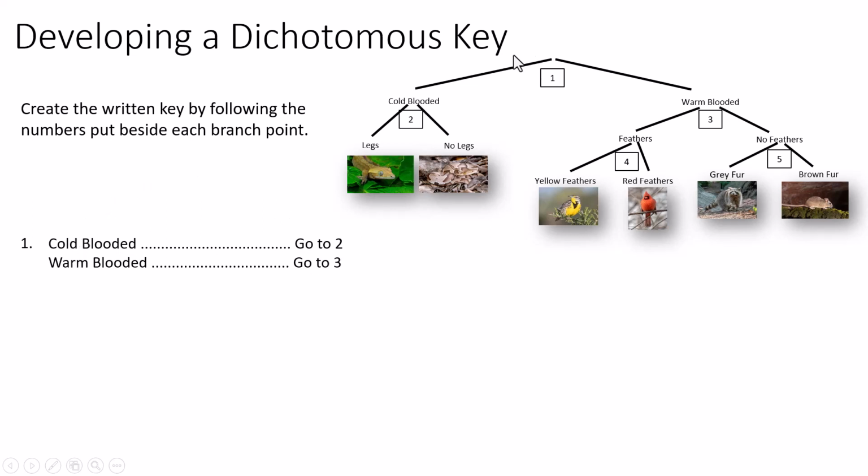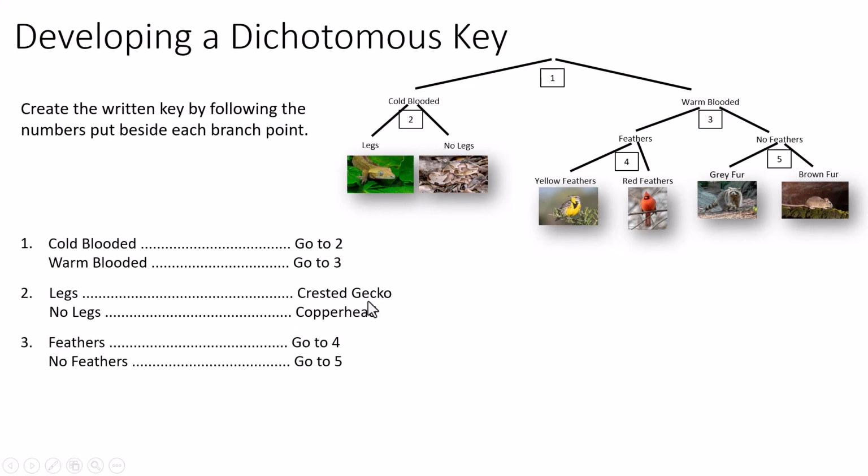Notice 1. If it's cold-blooded, it goes to 2. If it's warm-blooded, it goes to 3. Okay, so that's how our numbers were designated. On the 2 side, legs or no legs are our 2 divisions. And so the legs, this organism, we would put in the information that it is a crested gecko. And then the no legs, the snake in our picture, is a copperhead. We then go over here to 3. That's our warm-blooded branch. We had feathers and no feathers, so we put feathers, no feathers. The feathers branch is going to lead us to branch 4. Our no feathers branch is going to lead us to 5.